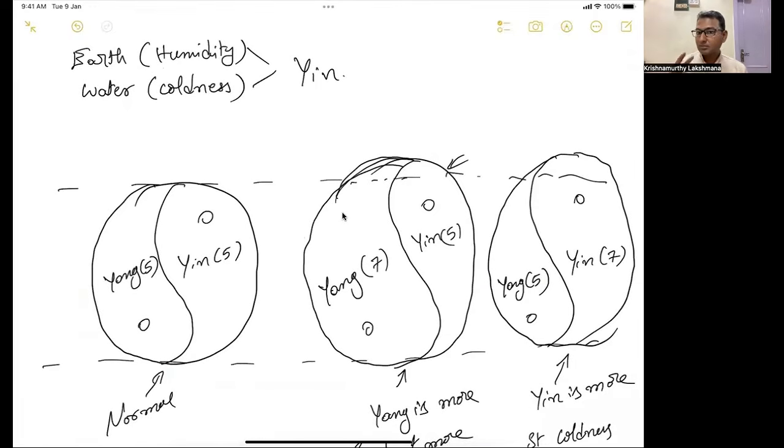Yin yang. Yes, sir. Yes, sir. Yes, sir. How many of you did not understand?